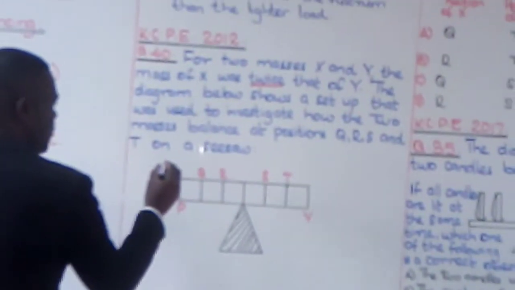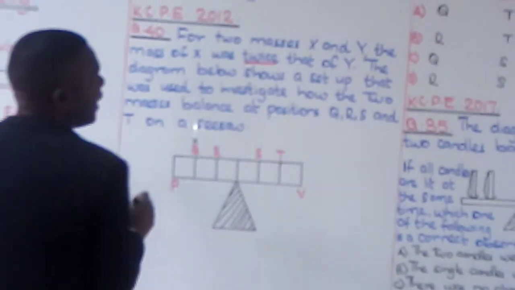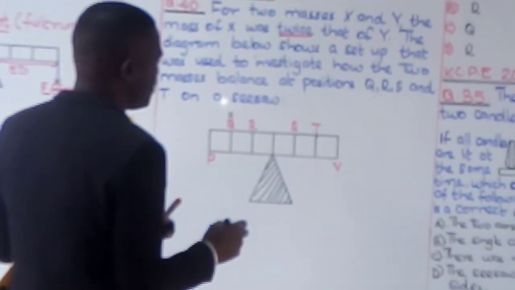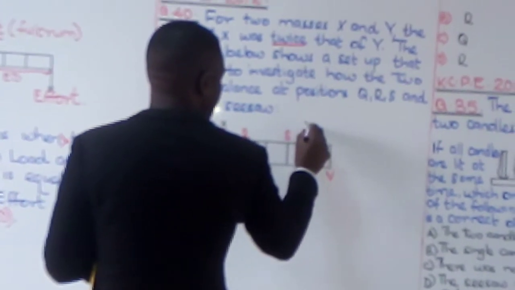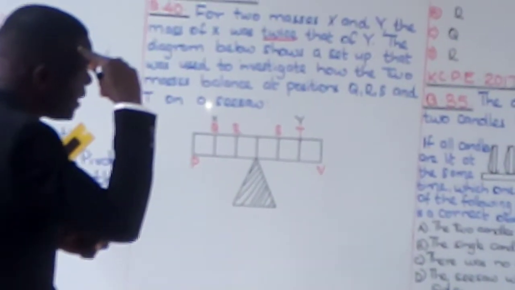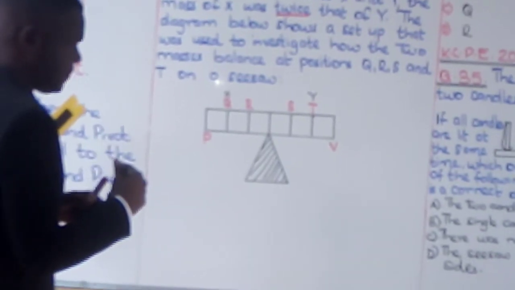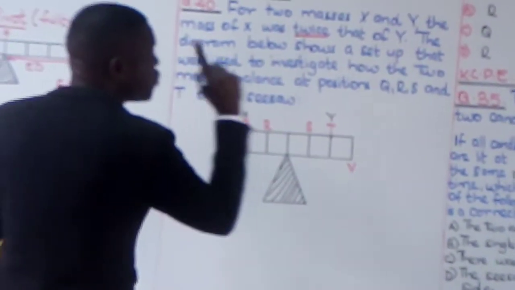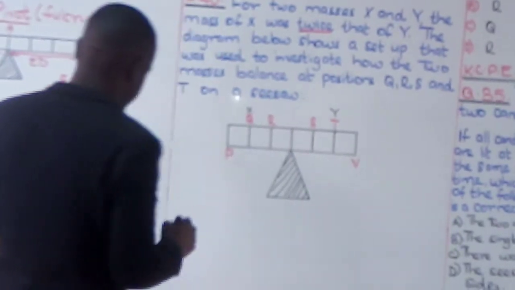If masses X and Y were placed at position Q, X was placed at Q, and Y was placed at T. Let's look at this. Let's place these masses, X at Q, we place here X, and Y at position T. Putting in mind their masses are different. X is twice as heavy as Y.